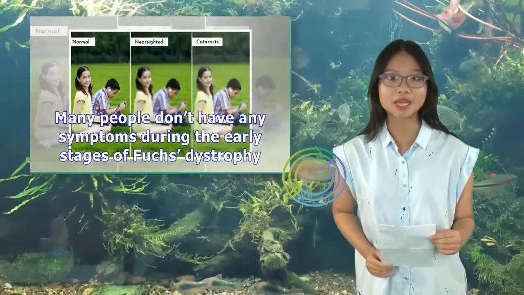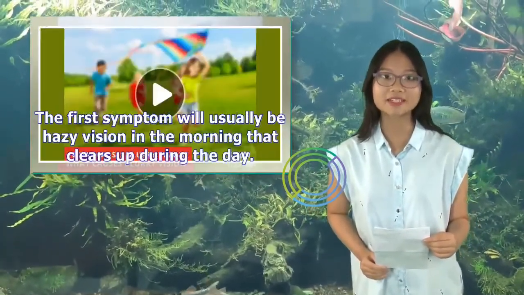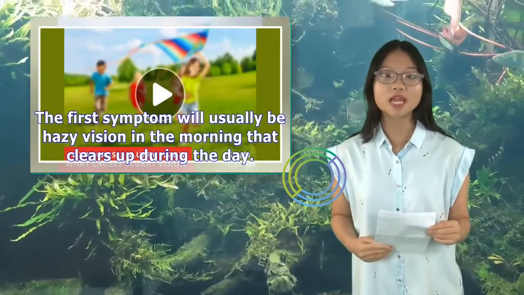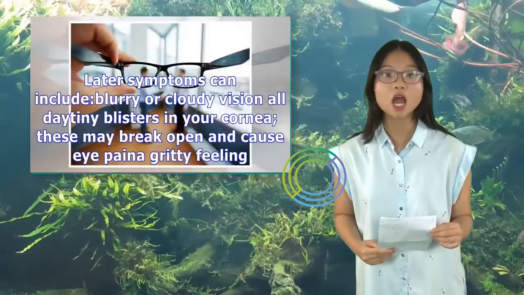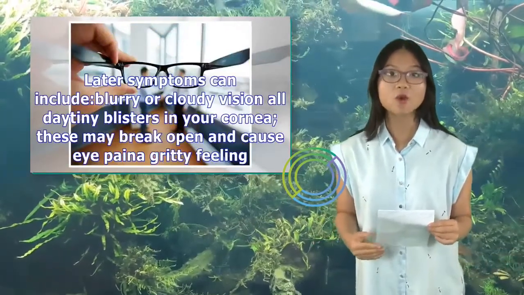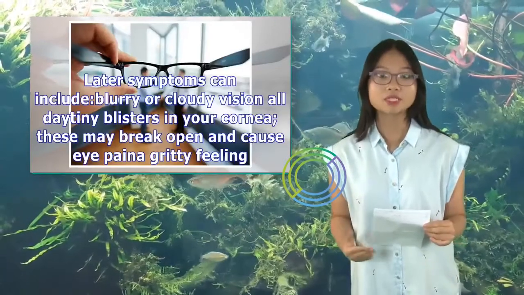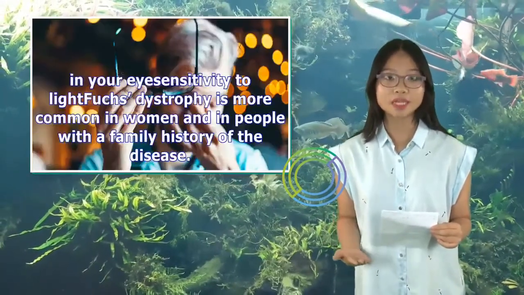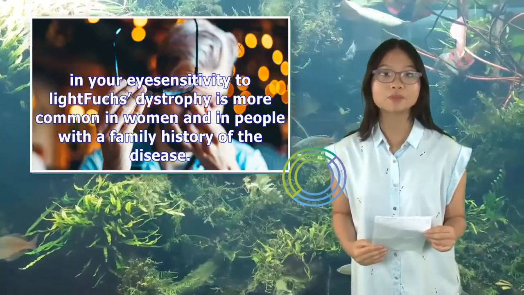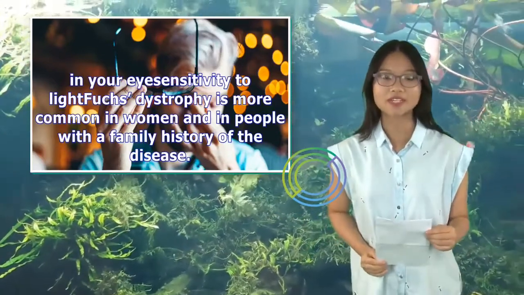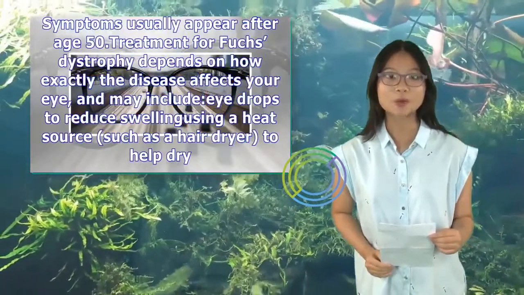Many people don't have any symptoms during the early stages of Fuchs dystrophy. The first symptom will usually be hazy vision in the morning that clears up during the day. Later symptoms can include blurry or cloudy vision all day, and tiny blisters in your cornea. These may break open and cause eye pain, a gritty feeling in your eye, and sensitivity to light. Fuchs dystrophy is more common in women and in people with a family history of the disease. Symptoms usually appear after age 50.